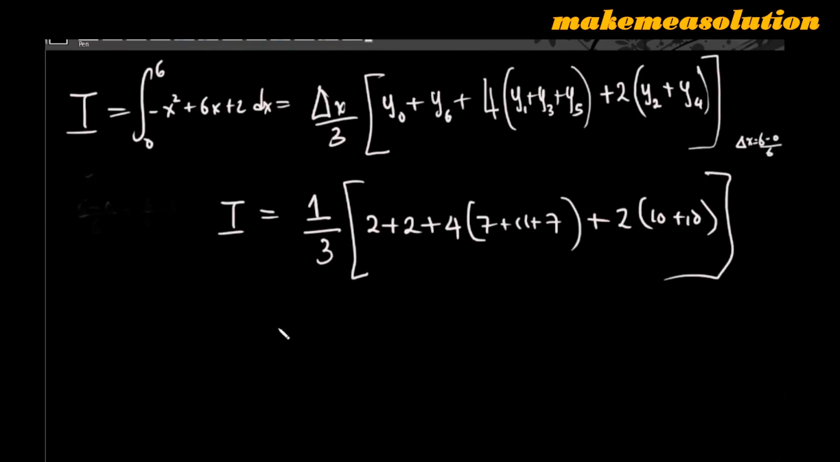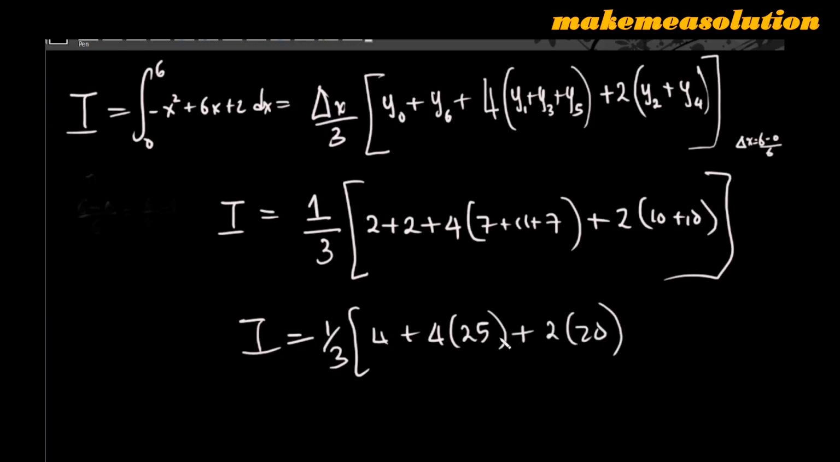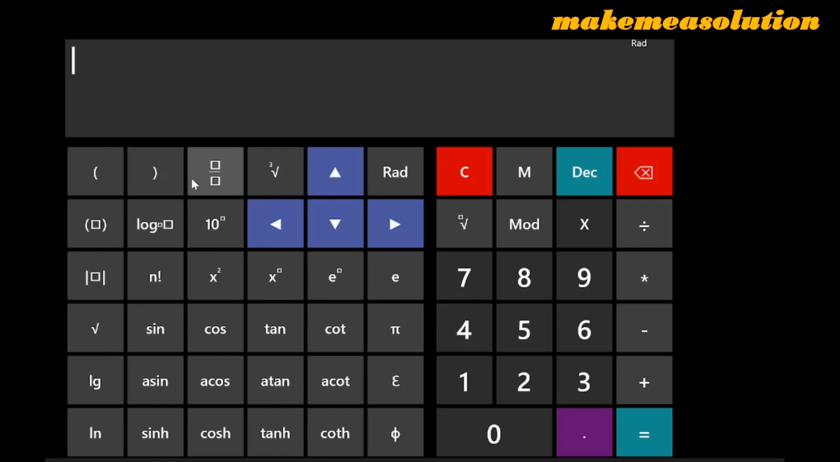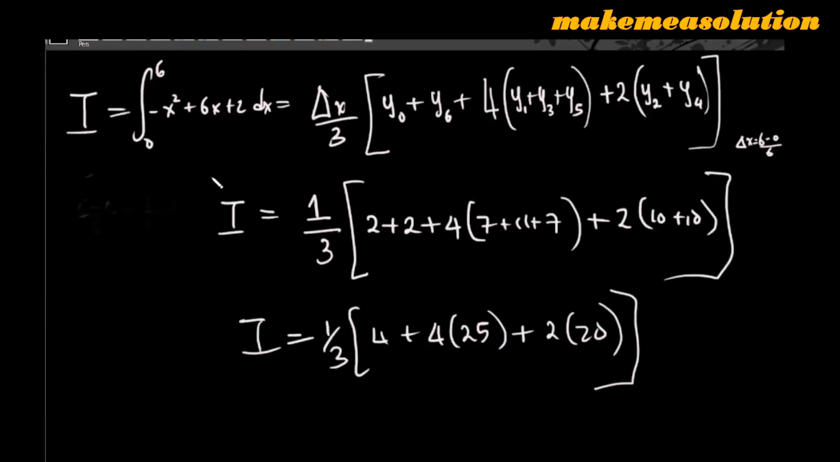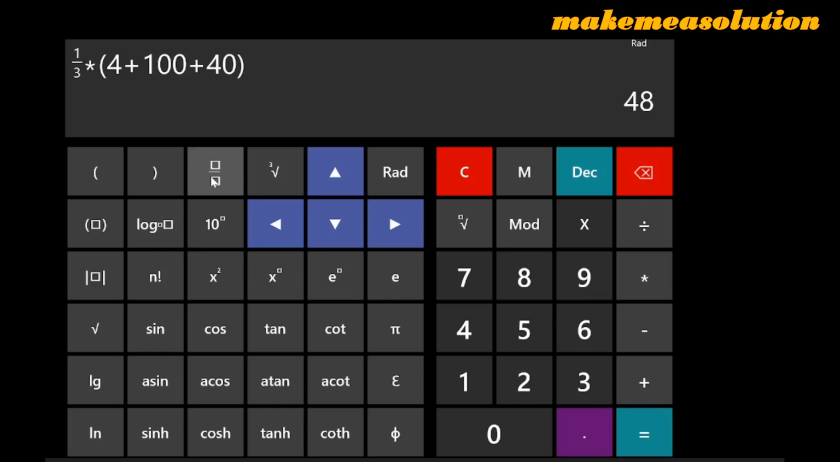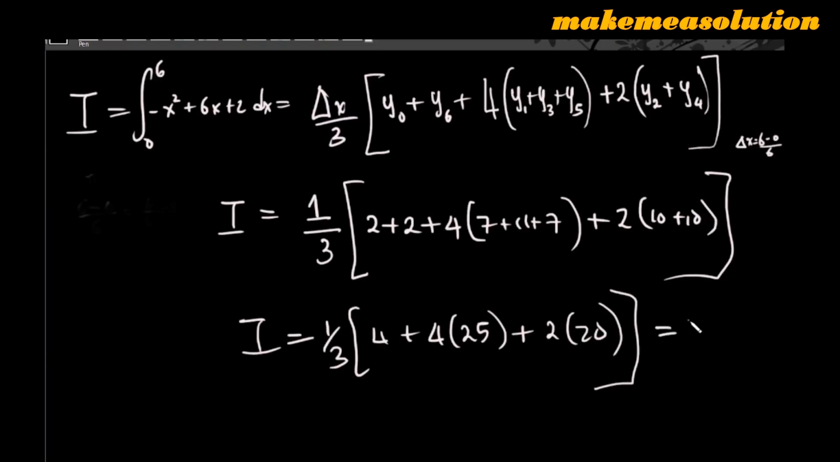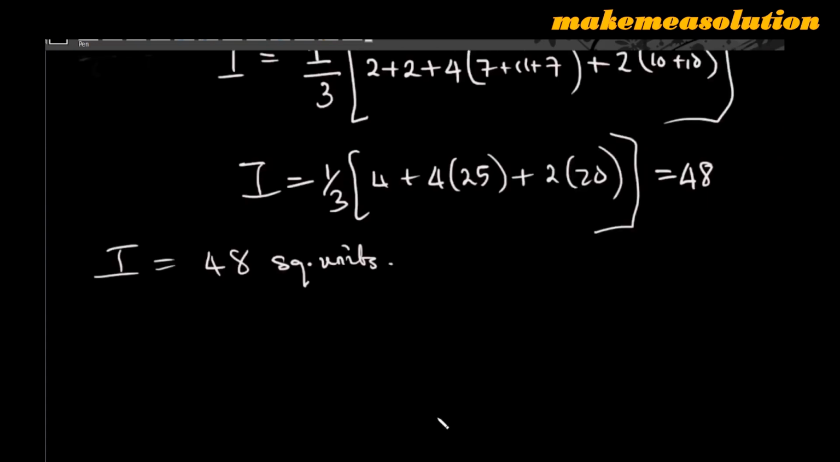So we're going to evaluate this on our calculator. 1 over 3, and you now have 2 plus 2 is 4, plus 7 plus 7, 14, plus 11, 25. 4 into what? 25, plus 2 into 20. So we are going to evaluate this and see what we get. So we have 1 over 3 times 4 plus 4 times 25 is 100, plus 40. So this gives me 48. So I is equal to 48 square units, for the area under the curve. So this was with Simpson's rule.